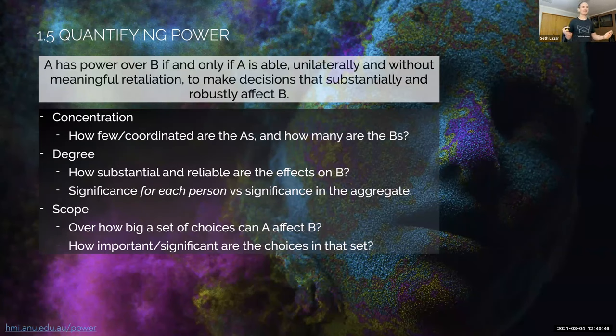And then scope. So over how big a set of choices can A effect? We can't really quantify a number of choices in any meaningful way. And we want to think about how important or significant the choices in that set are. Like, can A control all of B's important life decisions, like who B marries, what job B gets, where B lives? That's an important set of life decisions. That's a significant degree of power, to be able to control each of those, versus you can affect zillions of choices, but each of them is relatively trivial.